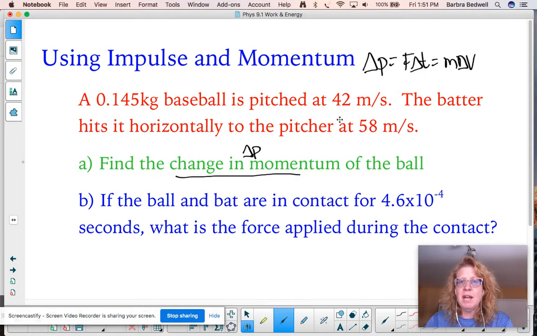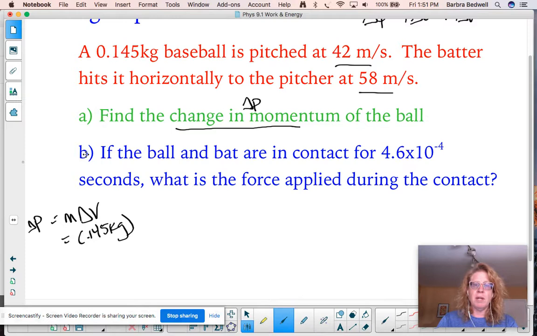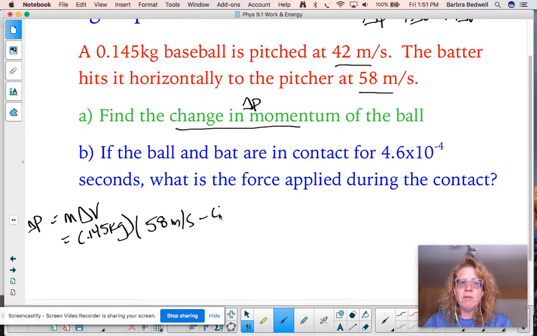In this particular case, I've got a couple of different velocities, so I'm going to use m delta v to answer this problem. Delta P equals m delta v. The mass of our baseball is 0.145 kilograms. Kilograms is the standard unit of mass in these problems, so we don't have to do anything else funky with it. Then we've got delta v. In this case, it starts at 42, and then it gets increased back at 58 meters per second. So 58 meters per second, and then our other one is 42.